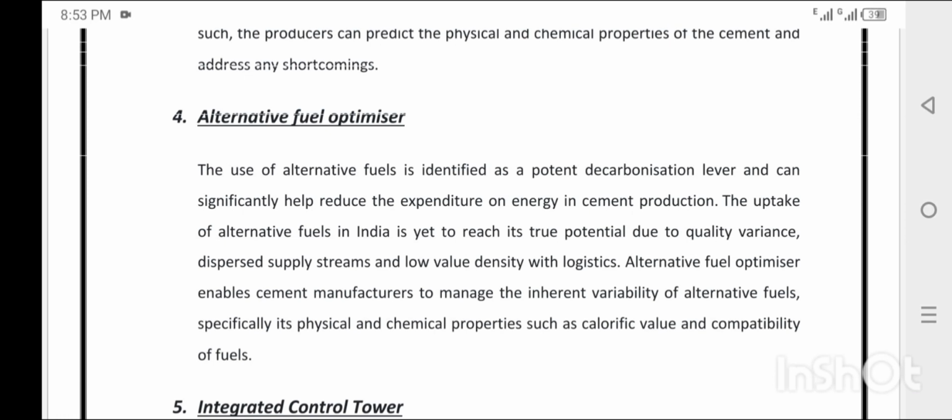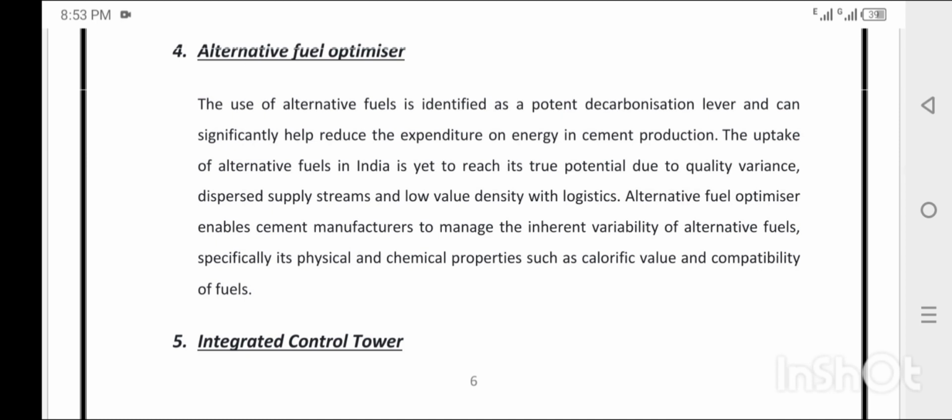Now, the fourth point is alternative fuel optimizer. Alternative fuel is identified as a potent decarbonization lever and can significantly help reduce the expenditure on energy in cement production. The uptake of alternative fuel in India is yet to reach its true potential due to quality variance, dispersed supply stream, and low value density with logistics.